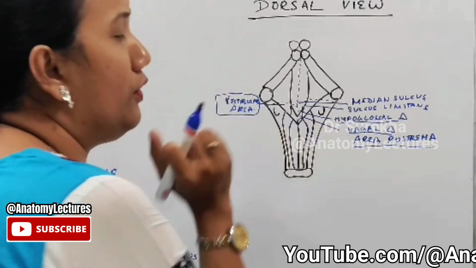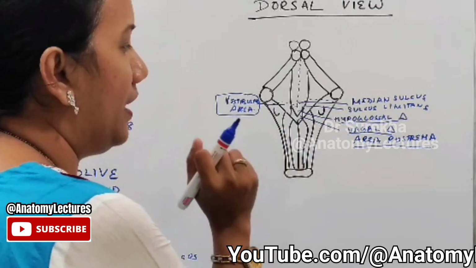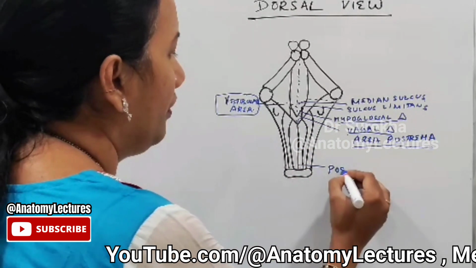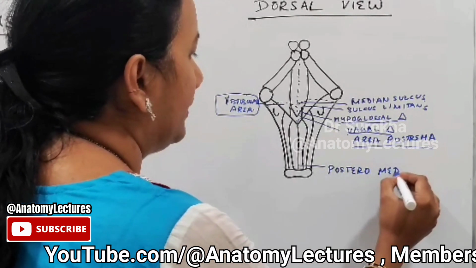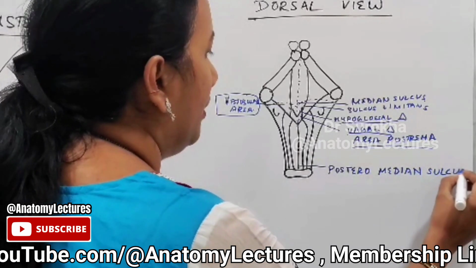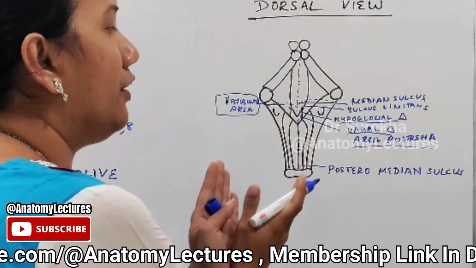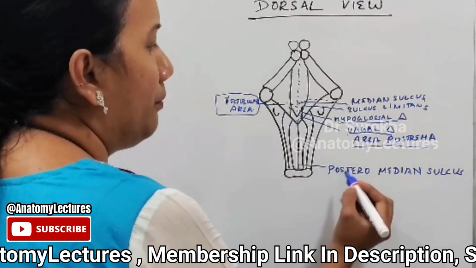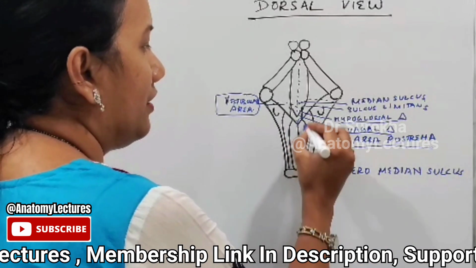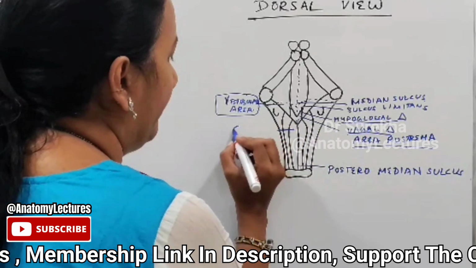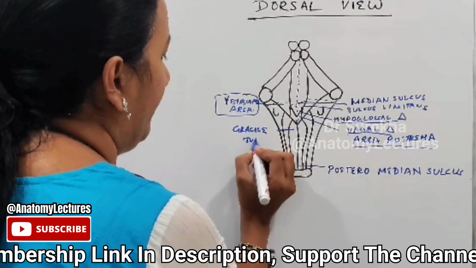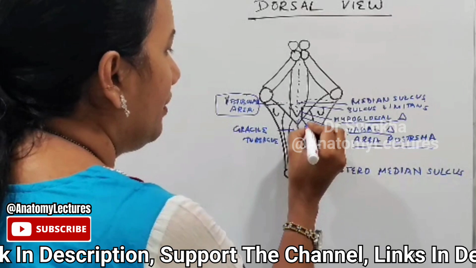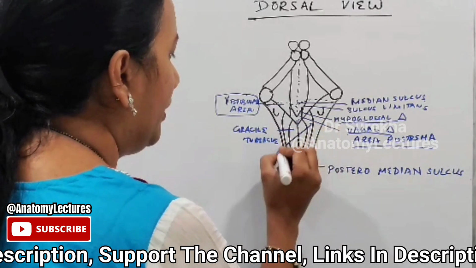Now coming to the lower closed part of the medulla. If you see carefully, in the center you have the posteromedian sulcus, which will divide the dorsal part of the medulla into two equal halves. Just lateral to the posteromedian sulcus, you see one elevation. This is called the gracile tubercle. And lateral to this gracile tubercle, you see one more elevation, which is referred to as the cuneate tubercle.